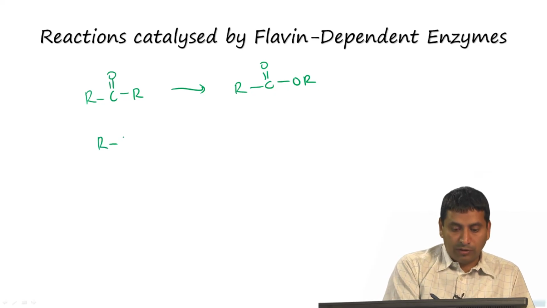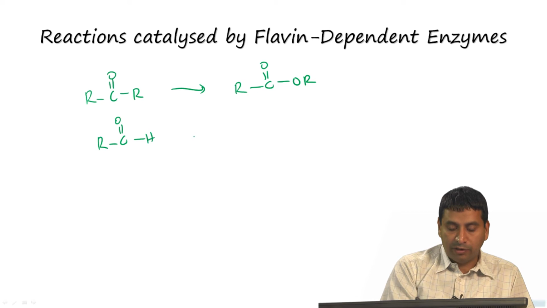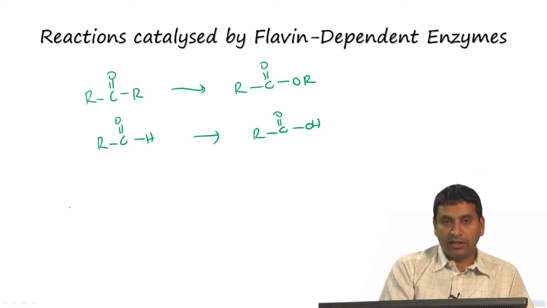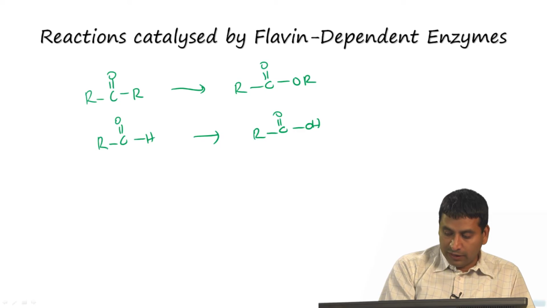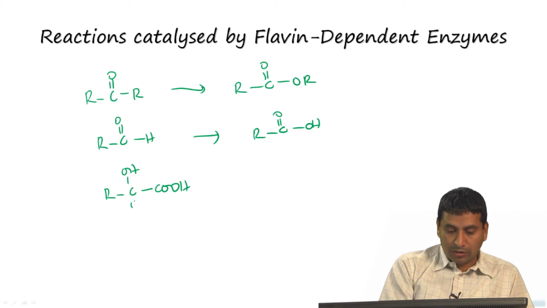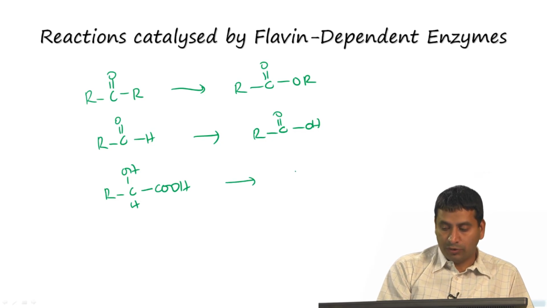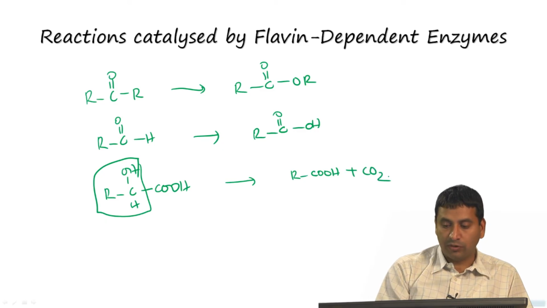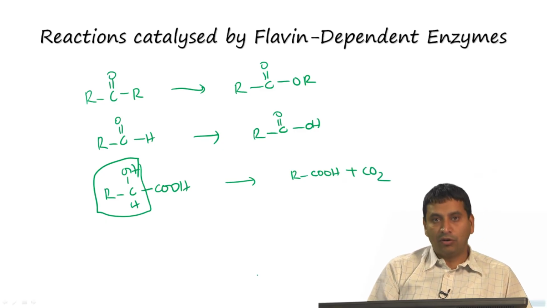You can also form an ester from an aldehyde by flavin dependent monooxygenases. So, you form a carboxylic acid from an aldehyde, and lastly you can also have the oxidation of hydroxy acids to produce COOH, which is basically this part of the molecule is going to get oxidized and the other part of the molecule is going to form carbon dioxide. So, all of these are catalyzed by flavin dependent enzymes.